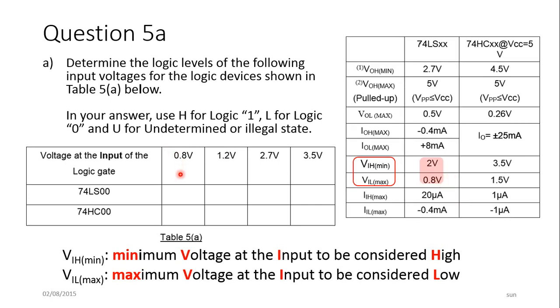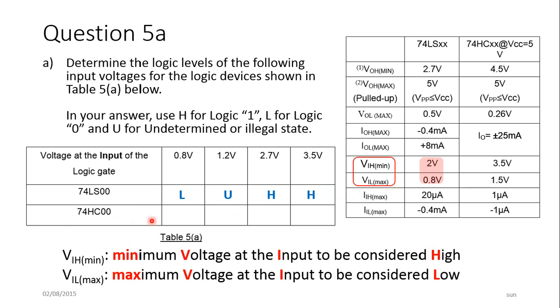So 0.8 volt at the input of 74LS00 will be considered logic low because it is not greater than VIL max of the 74LS series. 1.2 volt will be undetermined because it is in between VIH and VIL. The logic is neither high or low. 2.7 volt certainly makes a logic high, as it is well above VIH minimum. The same for 3.5 volt.